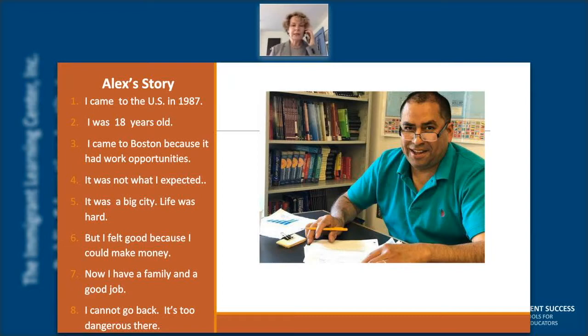There is, I think, what Julie was talking about, the difficulty of violence in their homeland. I mean, in Alex's story, there was violence, but there was also poverty, and he came really to make money. But now in El Salvador, he can't go back. And so there was conversation about that.